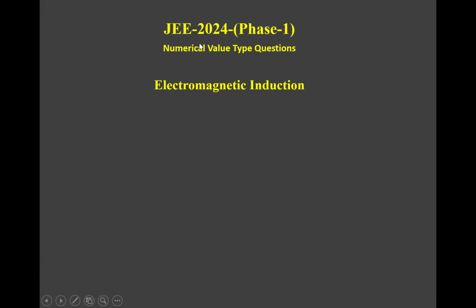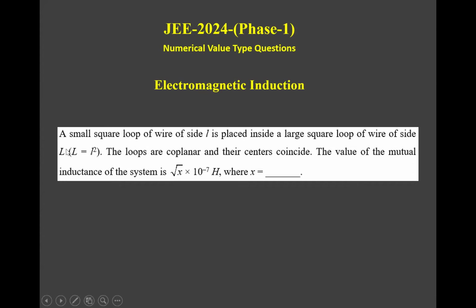Dear students, in JEE 2024 Phase 1, this numerical value type question was from chapter Electromagnetic Induction. The question is, a small square loop of wire of side l is placed inside a large square loop of wire of side capital L, where capital L is equal to small l square. The loops are coplanar and their centers coincide. The value of the mutual inductance of the system is root x into 10 raised to minus 7 Henry, where x equals what?